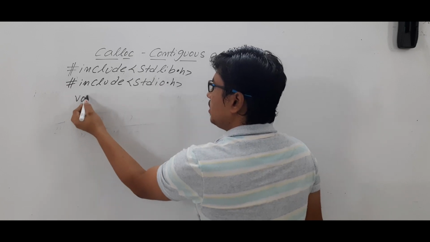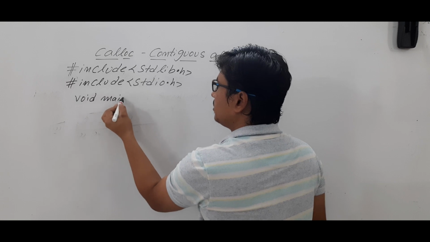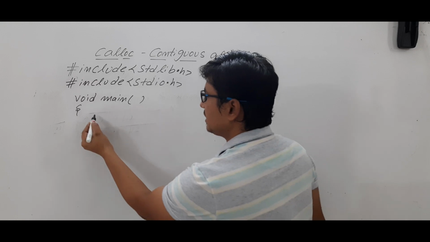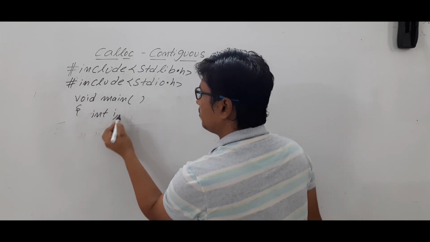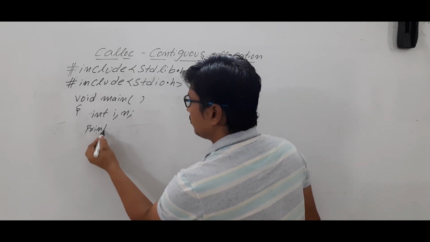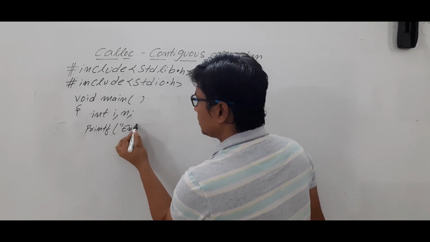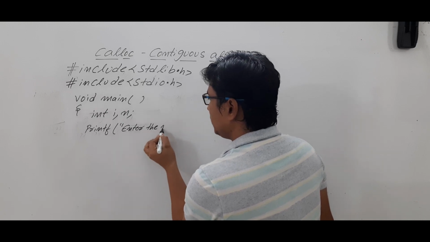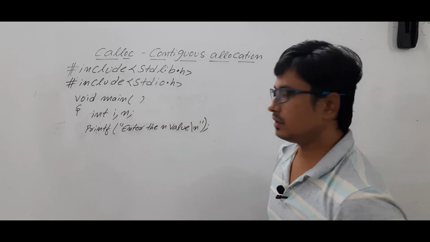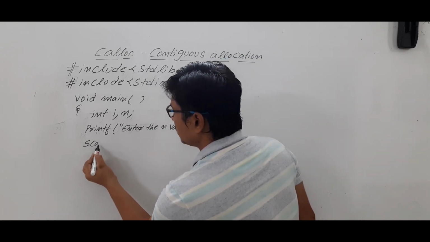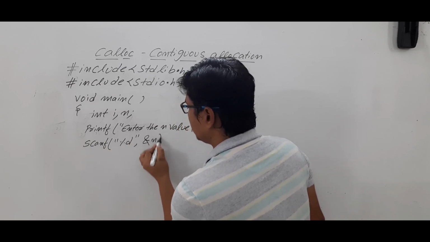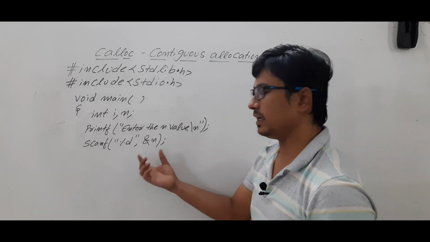Then I am defining the main function. In the main function, I will declare the two variables i, n. First, I will ask the user to enter the n value. So printf "enter the n value\n". Okay. Then once the user has entered the n value, using the scanf function, I need to store it in the address of the variable n.